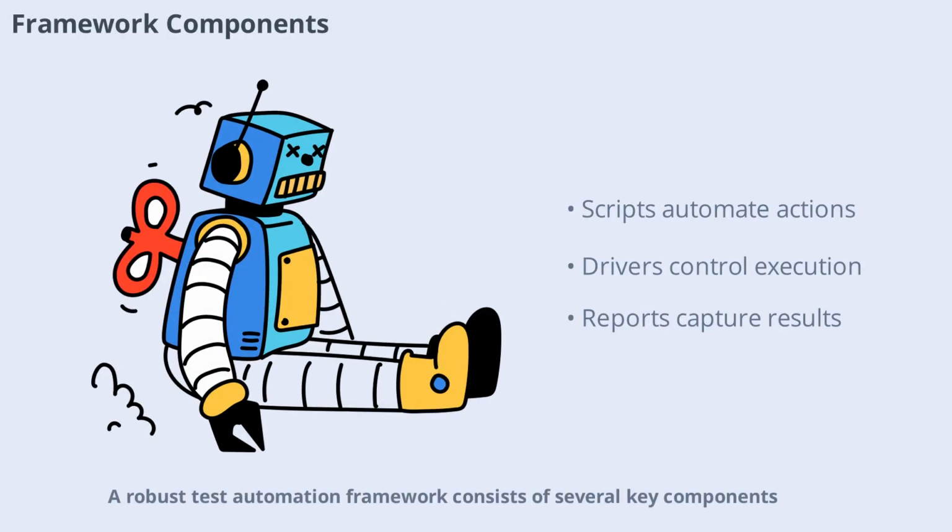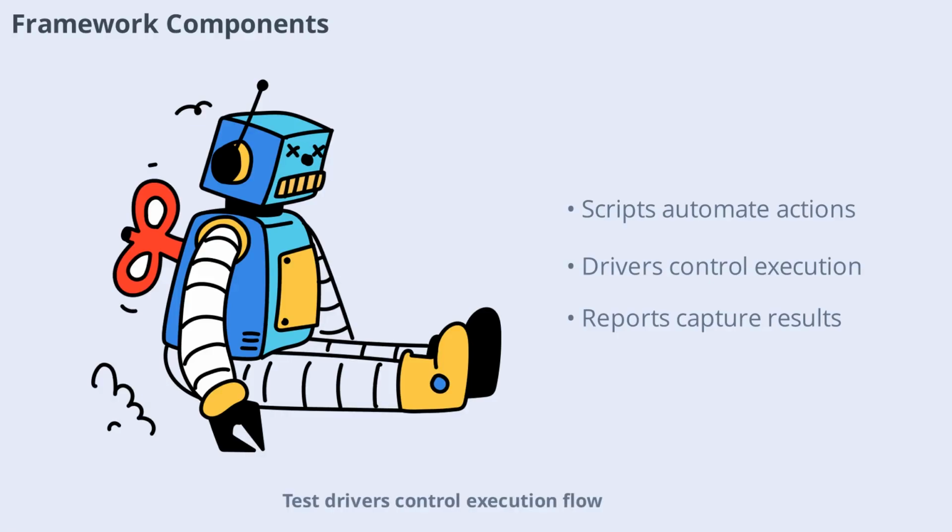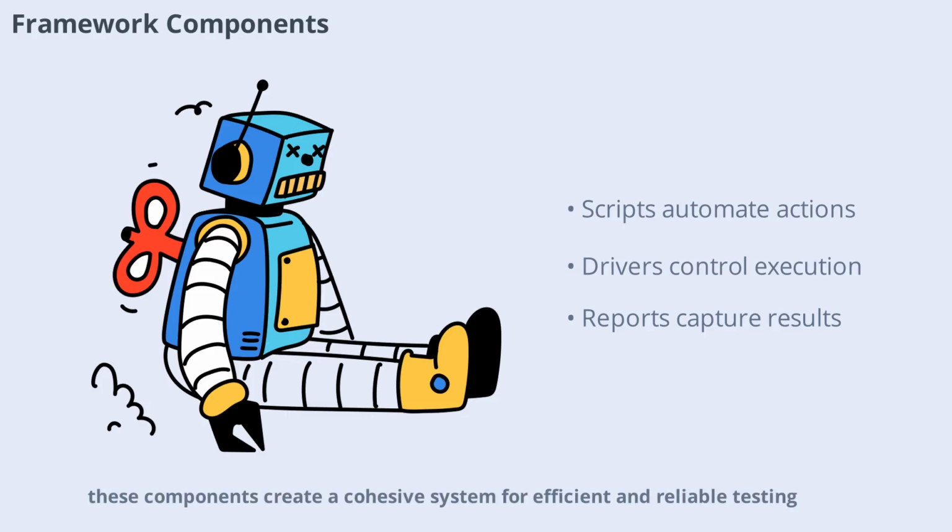A robust test automation framework consists of several key components. Test scripts automate user actions and validation. Test data provides input values and expected results. Test drivers control execution flow, while reporting and logging components capture results and errors. The test environment simulates different platforms, and automation tools like Selenium or Appium facilitate test creation and management. Together, these components create a cohesive system for efficient and reliable testing.